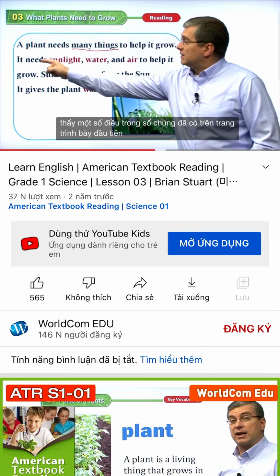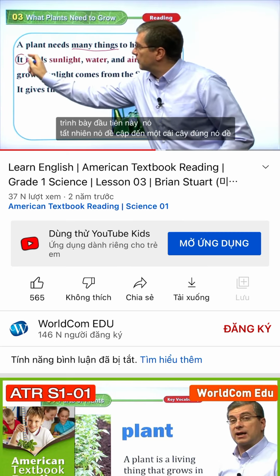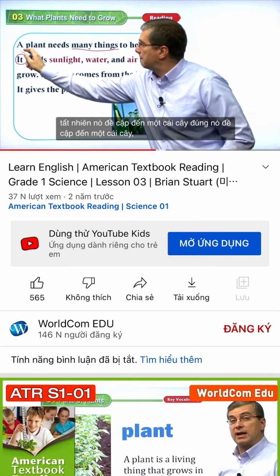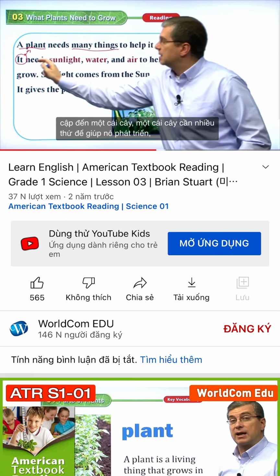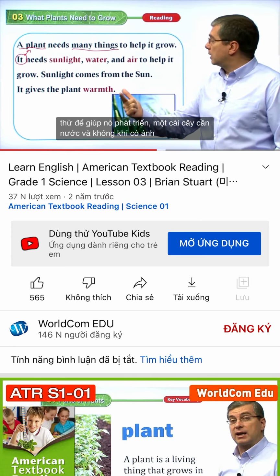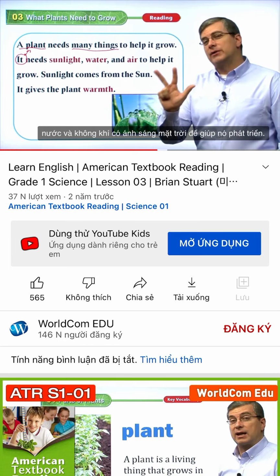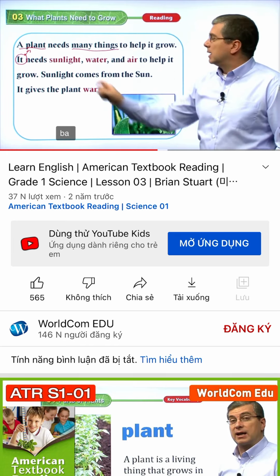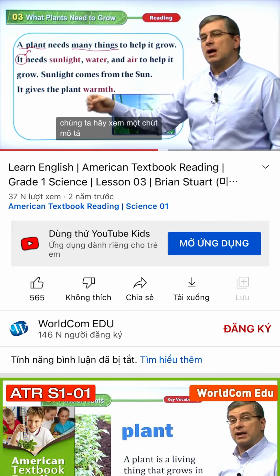First of all, it refers, of course, back to a plant, right? It refers back to a plant. A plant needs many things to help it grow. A plant needs sunlight, water, and air to help it grow. So already we've talked about 3 things, right? It lists 3 things. Let's take a look at a little description of each thing.